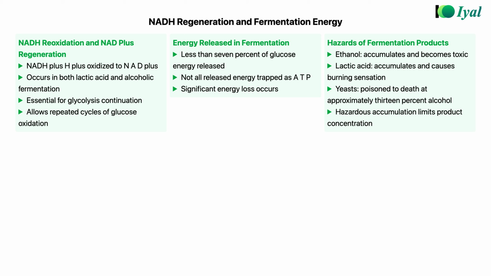And the end products? Problem. In alcoholic fermentation, ethanol is produced. Ethanol accumulates in the cell and at some point it reaches toxic levels. Yeast cells actually die when alcohol concentration reaches about 13%. They poison themselves. That is why wine and beer made naturally by fermentation typically have about 13% alcohol. No more. If you want higher alcohol content, you have to add alcohol externally after fermentation is done or distill it.